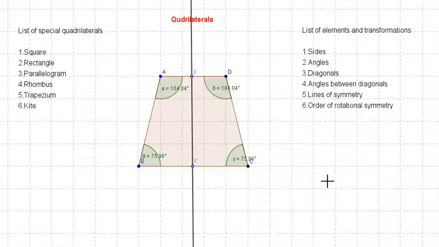So, what properties determine this shape to be an isosceles trapezium? So first of all, because it is a trapezium, it must have two sides parallel to each other, and the other property that it must have is that the two other sides are equal and they are not parallel.